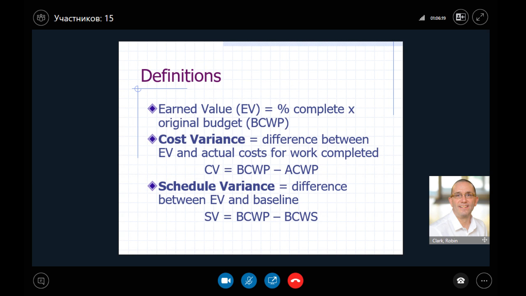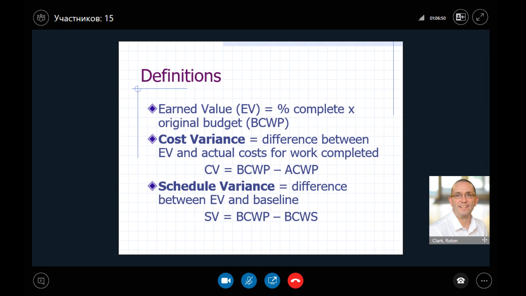We then have another term, the earned value, which is the percentage of the work that's been completed multiplied by the original budget that we put in place right at the very beginning. And the earned value is called EV, and the original budget is the budgeted cost of the work performed. So we've got the original budget, we've got the plan, and we've got what we've done, the earned value.